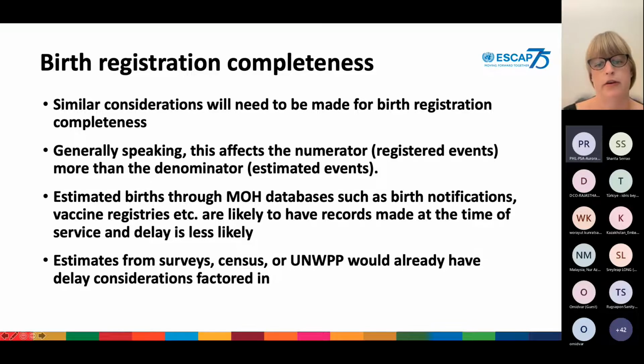So estimated births through Ministry of Health databases, such as if we use, say, birth notifications, or maybe we use a vaccine registry, in general, often these are made at the time of occurrence. So when the birth occurs, that's when the notification is written. When a vaccine is administered, that's when it's put in the database that it occurred. So often these things do not experience delay. And then if you were using estimates from, say, surveys or census or UNWPP data, delay would already have been factored in. It's not something you really need to worry about when these numbers are created and reported.